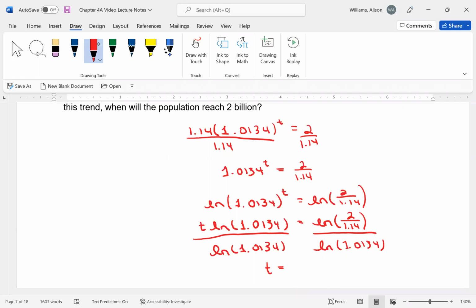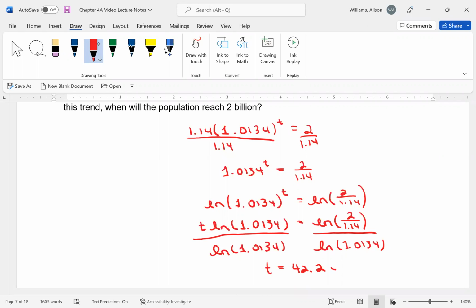All right, and oops, I just realized I made a mistake. I plugged something in wrong. I plugged in 1 over 1.14 instead of 2 over 1.14. Man, that made a huge difference, just so you know. Okay, so I ended up with 42.2.